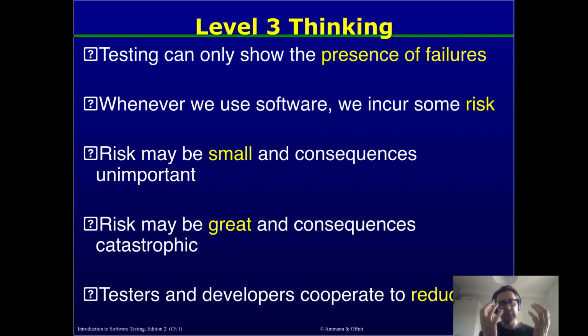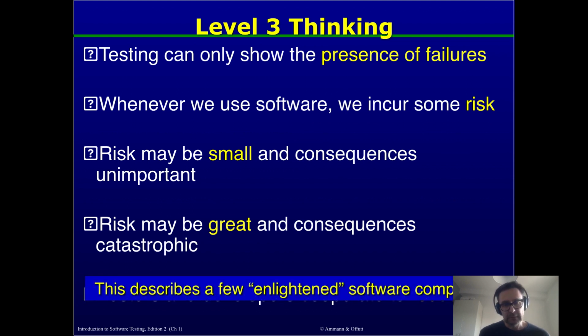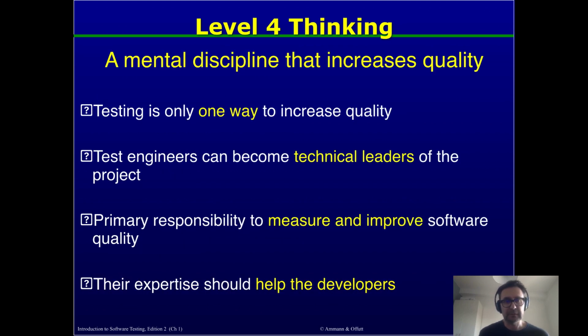So at level 3, you have more of a collaboration. Testers and developers cooperate or are even the same people to, in total, reduce the risk. But this is a whole different level of maturity than you see in many companies still. But of course, there are increasingly more and more companies working like that.